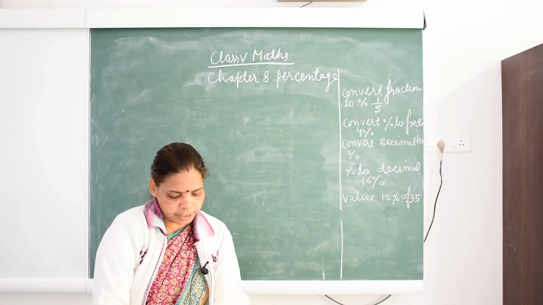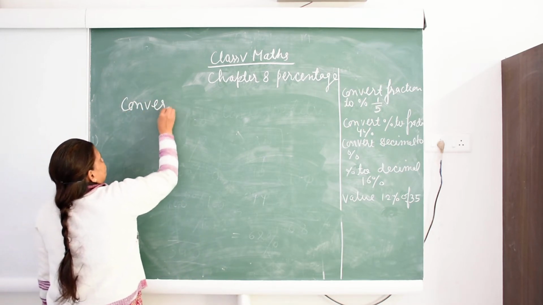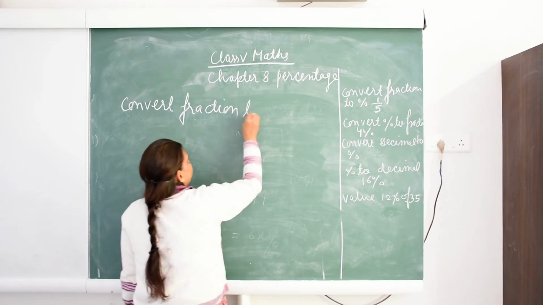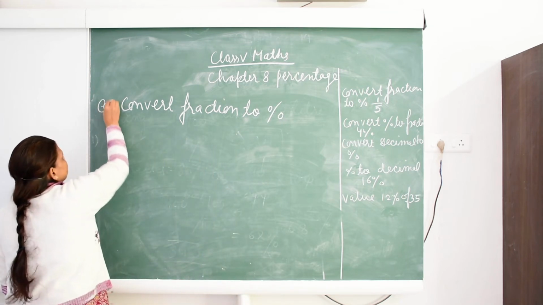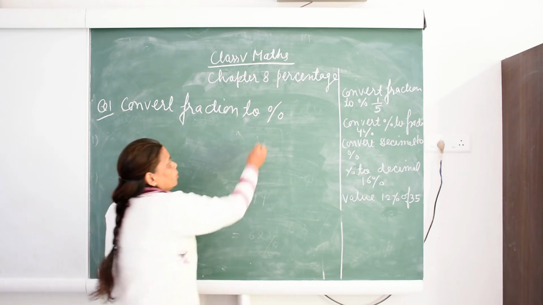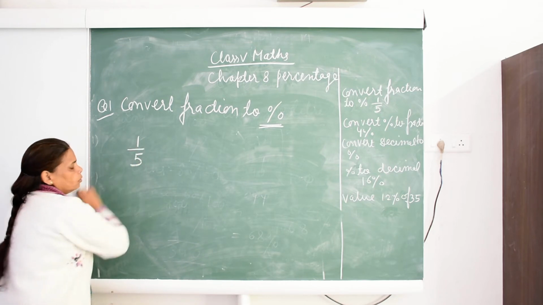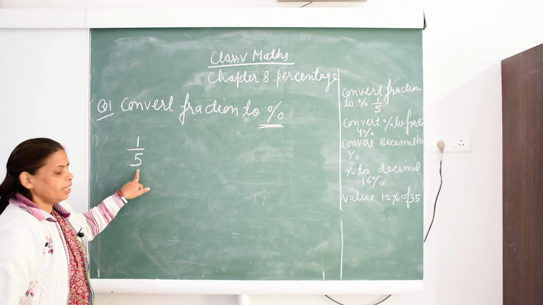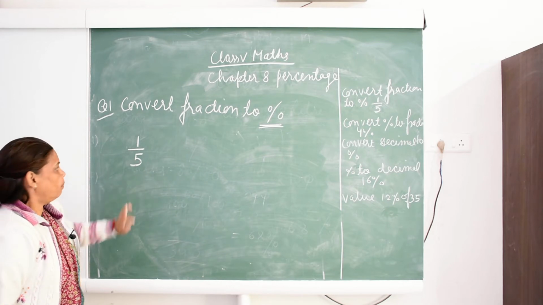Now we will take one more example, how to convert a fraction into a percentage. See the question: fraction to percentage. You convert this into a percentage. So one more example, 1 upon 5. This is a fraction whose denominator is 5. So you have to convert it into a percentage.